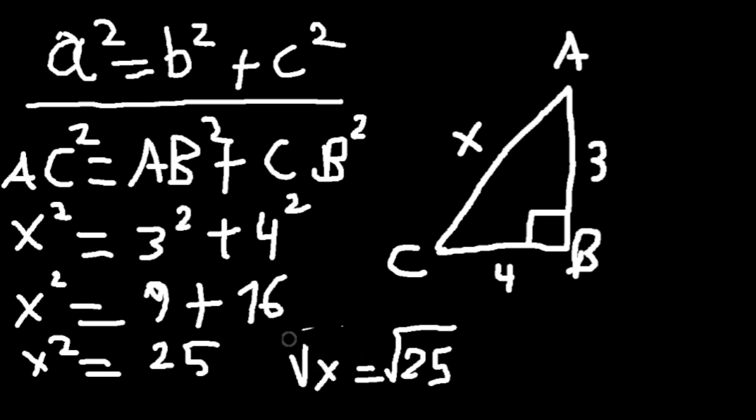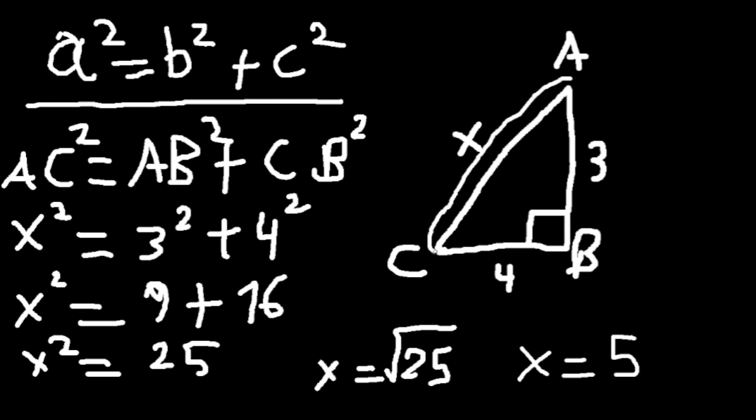So x is just the square root of 25, and obviously literally everybody knows the square root of 25 is 5. But if you do not know how we got 5, it is just the opposite of squaring the number. So 5 squared would be 25, so the square root of 25 would just be 5. And that's how you use the Pythagorean theorem to find this side.